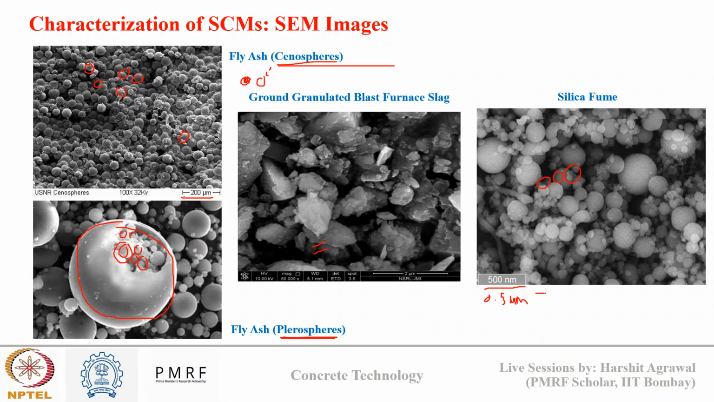If this scale would have been 200 micrometer, they would have been very tiny particles that you would not be able to see clearly. That is how small silica fume is compared to fly ash. Due to their nanoscale size, silica fume has a very high surface area, which makes them highly amorphous material.